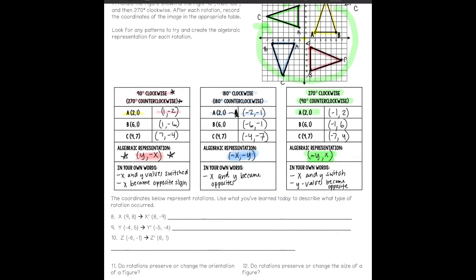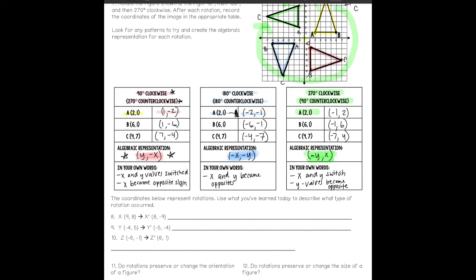Number 8, it says, the coordinates below represent rotations. Use what we learned to describe what type of rotation occurred. So my original point at x was at 9, 8. Now it's saying x prime is at 8, negative 9. So it looks like we flipped x and y, and then we took the opposite of the x value. So which one represents that? Pause your video and figure it out.